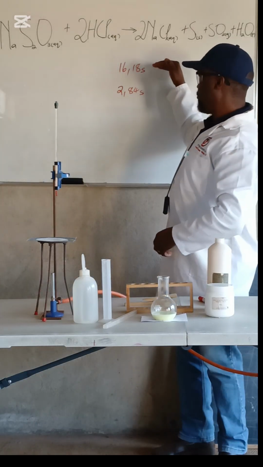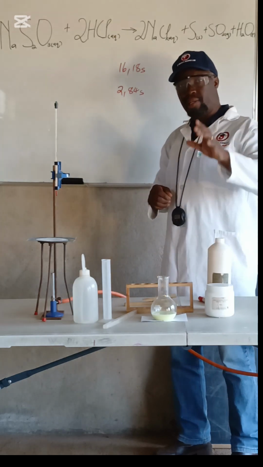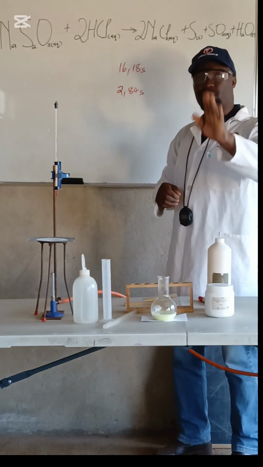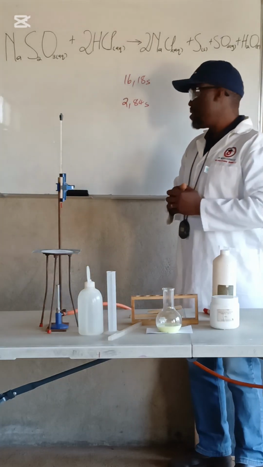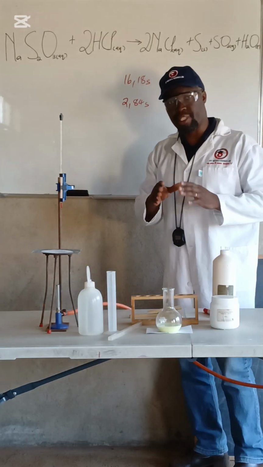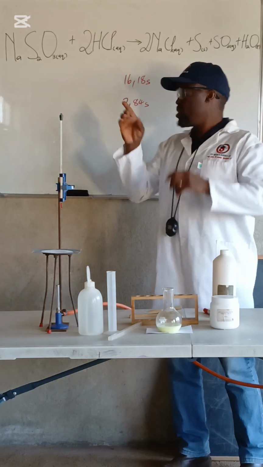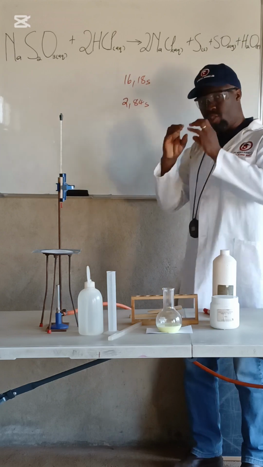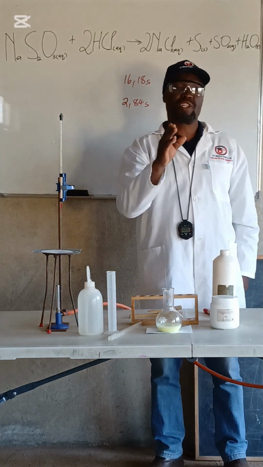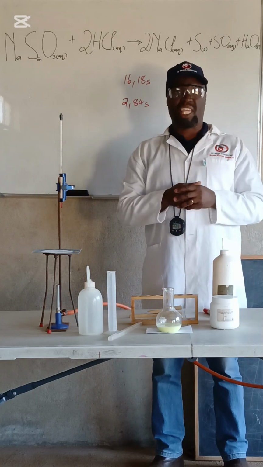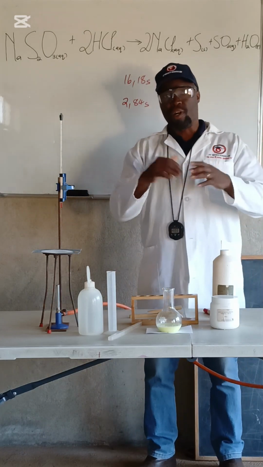Bear in mind, in the first experiment, the cross at the bottom of the flat bottom flask took about 16. In the second experiment, the cross took about 2,84 seconds to disappear. As you can see, this time is a very short time. So we can simply conclude that an increase in temperature increases the rate of a chemical reaction. That is basically how temperature affects the rate of a chemical reaction.